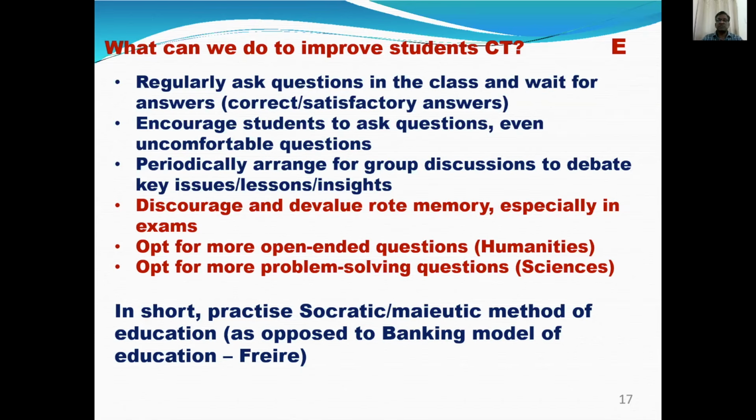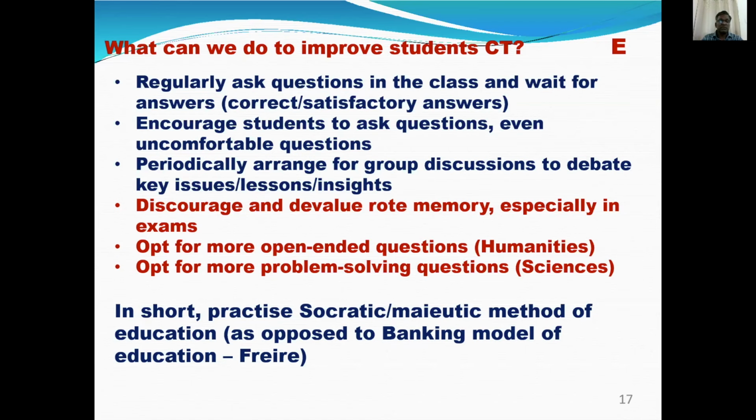The third one is, periodically, as teachers, we should arrange for group discussions to debate key issues, to debate the lessons, to debate insights. Okay, then the fourth one, this is the most important one. We should discourage and devalue rote memory, especially in exams. And what can we do?